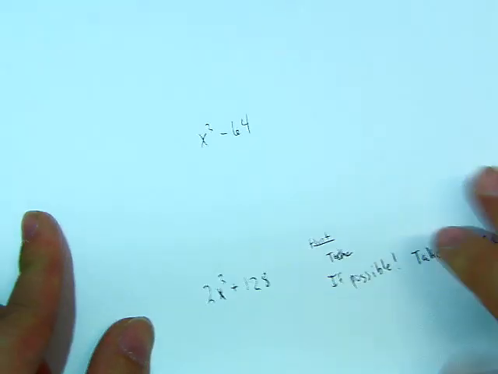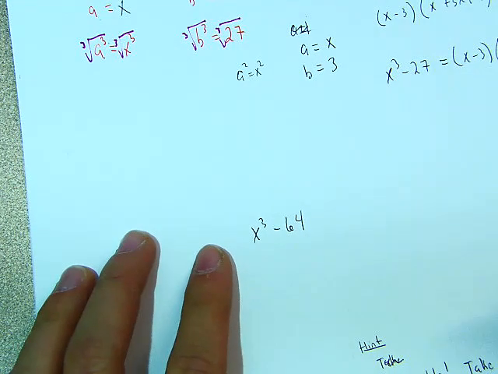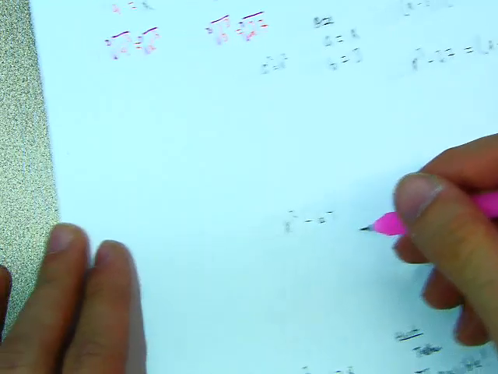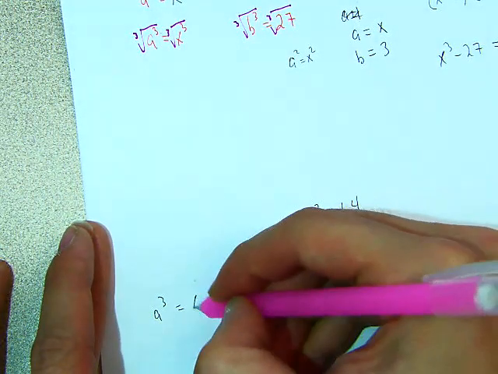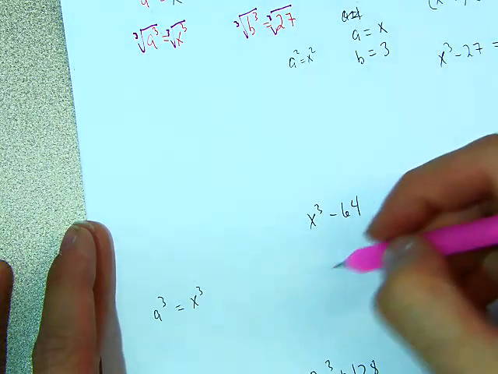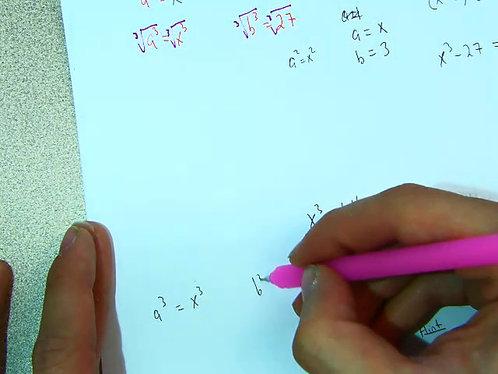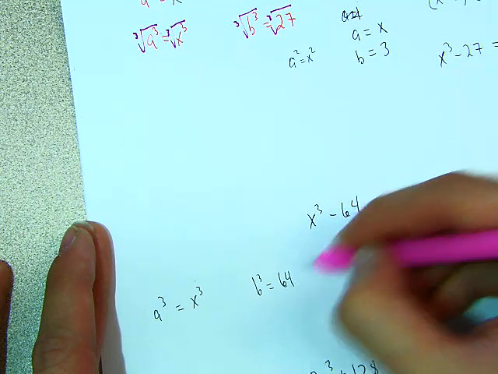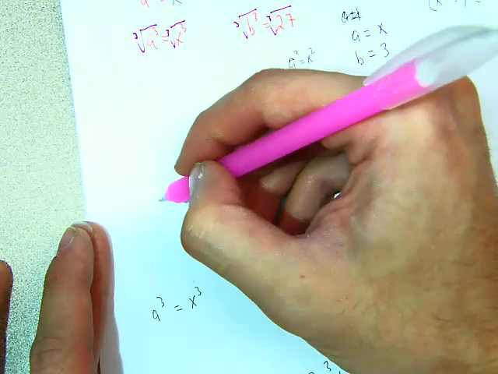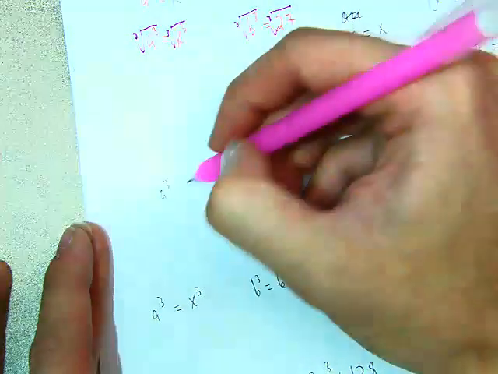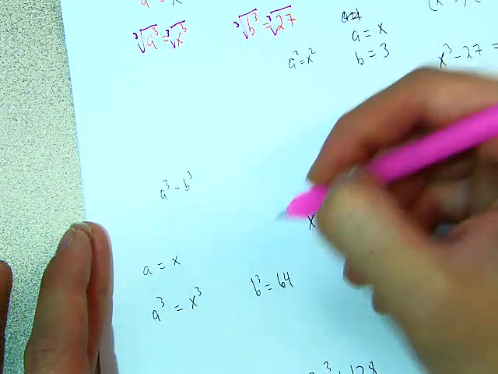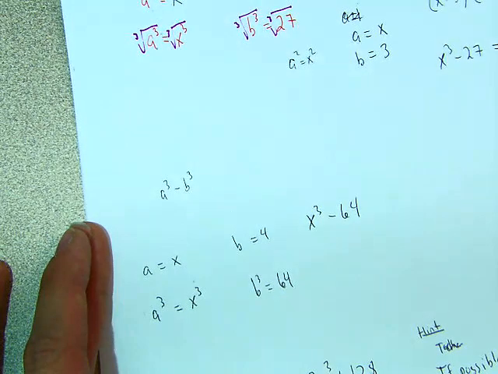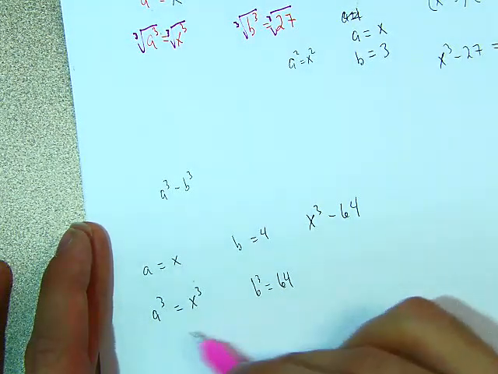Okay, take out GCF. All right, so let's see the solution for this one. Here, if I know a cubed is equal to x cubed, and if I know b cubed is equal to 64, because this is in what format? It's in that a cubed minus b cubed format. Then I know a is equal to x, and I know b is equal to 4. Right? Because you take the cubic root of all that.